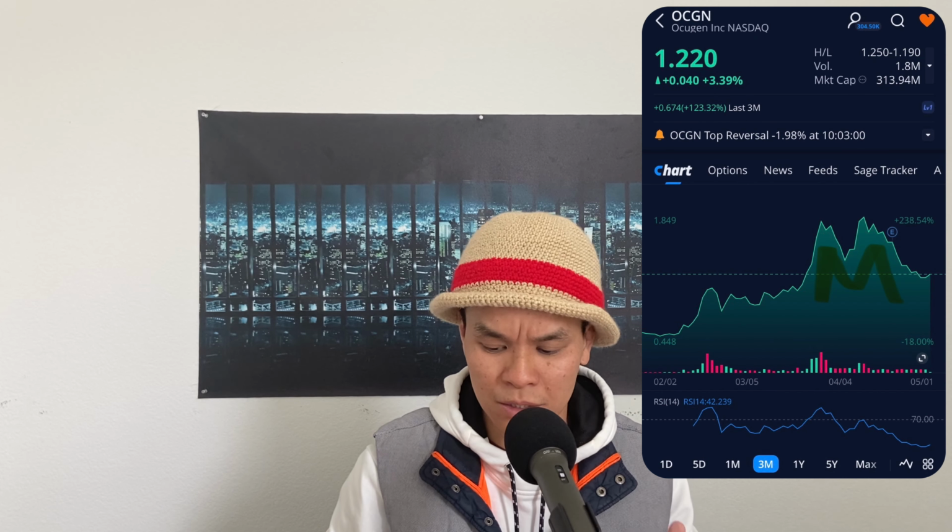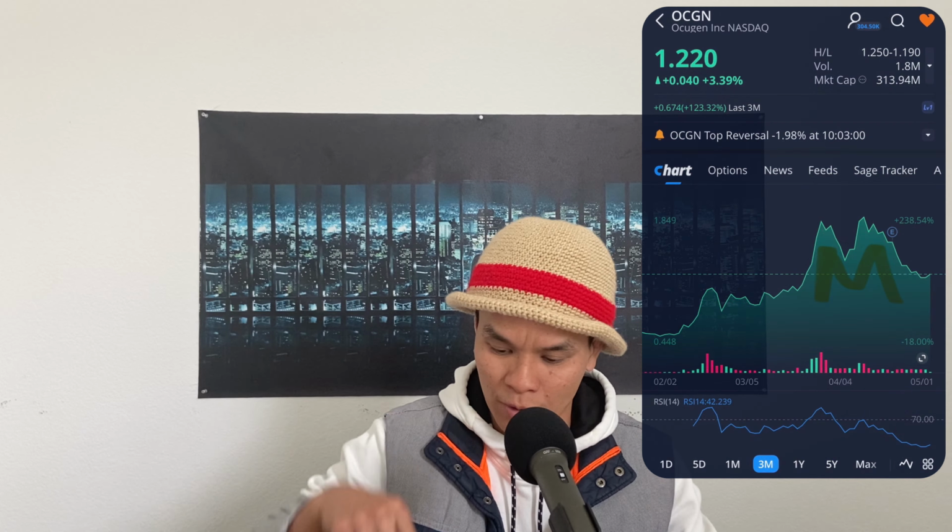To all my bears out there that are wishing my company bad fortune, well, shame on you. And I do have to agree, the M formation formed. What is this M formation? Let me bring this up real quick right here. The 3 months, you can see the M formation it formed. The RSI is super oversold, so I am also looking at that.